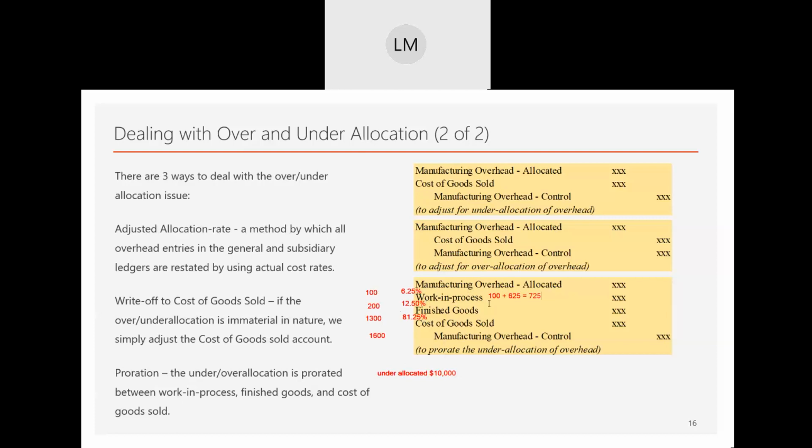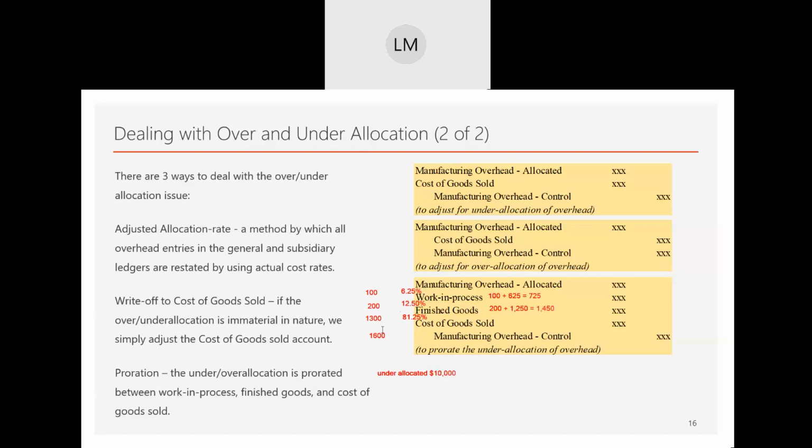What about finished goods? Well, I have a balance of $200 in there, but I'm also under allocated by 10,000. So I need to increase that amount by 12.5% of that 10,000. 10,000 times 0.125 gives me $1,250. So my balance before adjusting was 200, I add my prorated amount of 1,250, and I have 1,450.